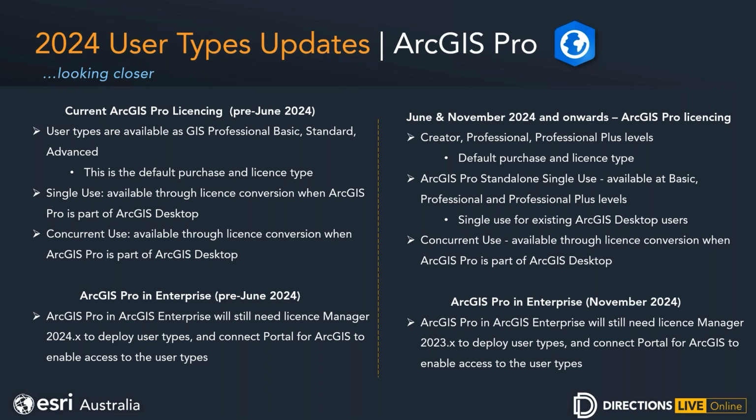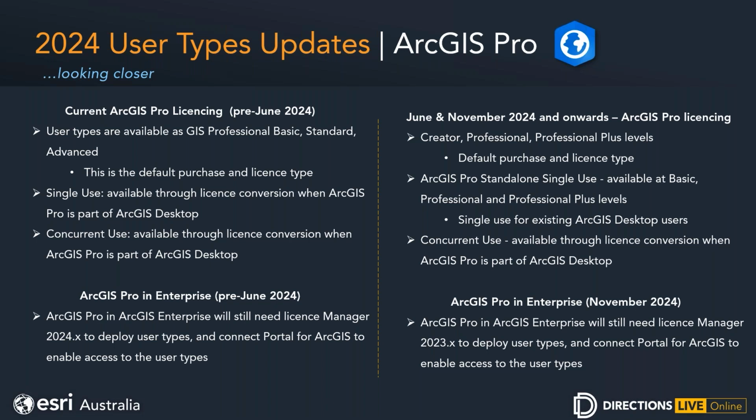Now, single-use and concurrent use licenses are accessed via converting your default named user entitlement to either a single-use authorization number or a concurrent use authorization number, which is then deployed via the License Manager. Now, ArcGIS Pro that's accessed and licensed through Enterprise will still require the ArcGIS License Manager for license deployment as well as management.